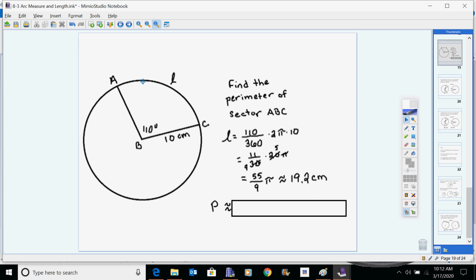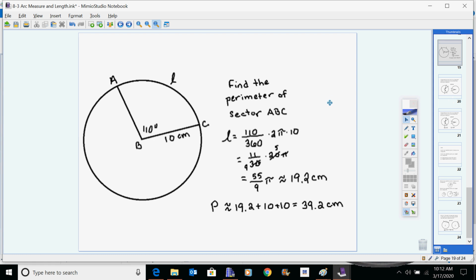19.2 is just from here to here, but we need the perimeter. We need the whole distance around. So some of you have already thought, wait a minute, I have this piece. In order to get the whole distance around means I need to add this piece and this piece to it. Wait, but this piece isn't given. Nope, but some of you are like, wait, but this is the radius, which it is. So since this is the radius, 10 plus 10 plus this number gives you your whole distance around, which is your perimeter.